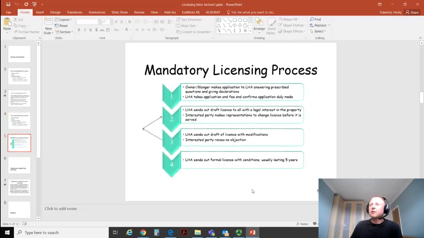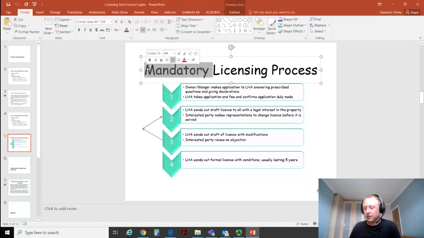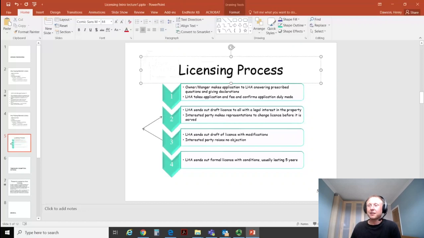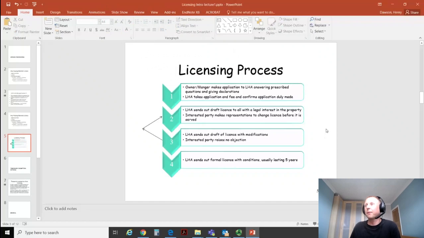So this is what the licensing process looks like. This is the mandatory licensing process. However, I should add that the selective licensing process and the additional licensing process look exactly the same. So we'll just cut that out. The owner or manager makes the application, they answer the prescribed questions, and they give the appropriate declarations. The local authority takes a fee and confirms the application form has been duly made.